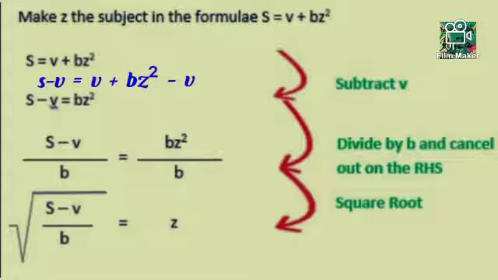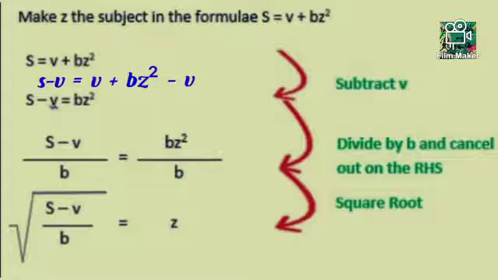How to remove b? b has joined to z by multiplication. So if there is a multiplication, you have to do division for this right hand side. So divide the right hand side by b so that it automatically gets cancelled. So (s minus v) divided by b equals bz squared divided by b. Then from the right hand side, b gets cancelled off, and in the left hand side what remains? (s minus v) upon b equals z squared.